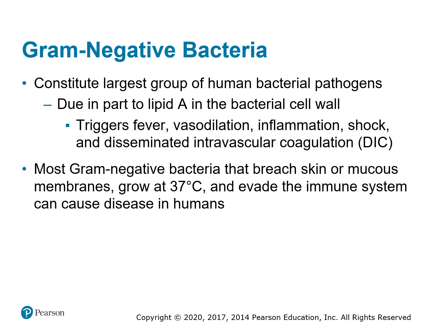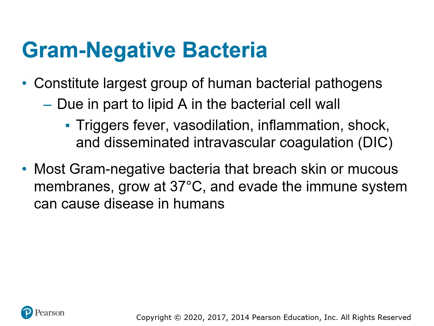They have something different about their cell wall. That's what we learned about the difference between gram-negative and gram-positive. They have a lipid type A in the bacterial cell wall, and that lipid A triggers fever, vasodilation, inflammation, shock, and disseminated intravascular coagulation, which is called DIC.